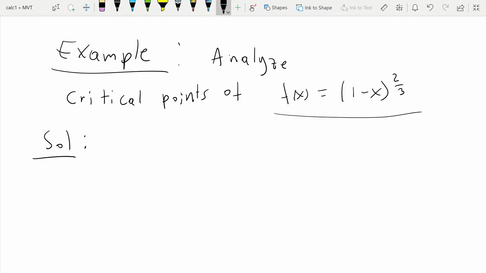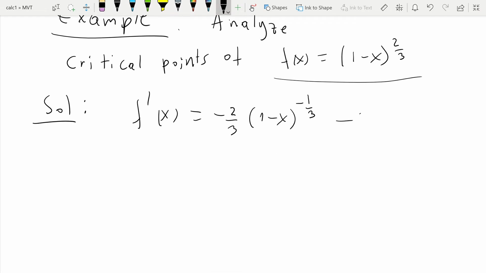It's kind of unusual in terms of the applications that we've seen so far, because of the derivative of f. This is something we computed before, but it's just a chain rule. This is a power function. It's 2/3 minus 1, which is minus 1/3. And so in fact, f prime is not defined at x equals 1.